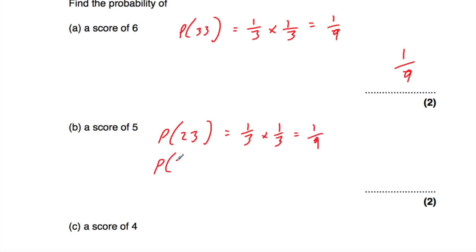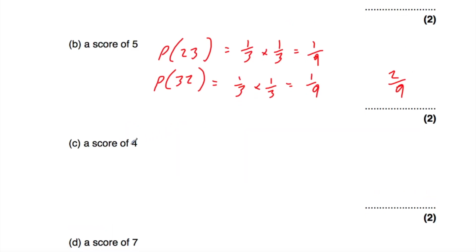The probability of getting a 3 and then a 2, well, the probability of getting a 3 is 1/3. The probability of getting a 2 is 1/3. If we times them together, again, that'll be 1/9. So the probability of getting a 5, well, we're going to add these two probabilities together. A 9th plus a 9th is equal to 2/9. So the probability of getting a score of 5 would be 2/9.